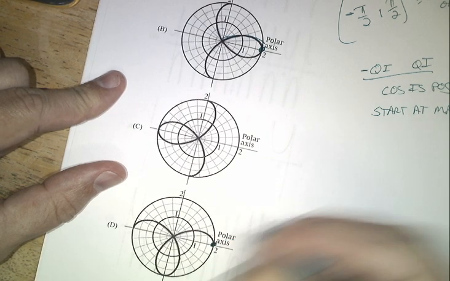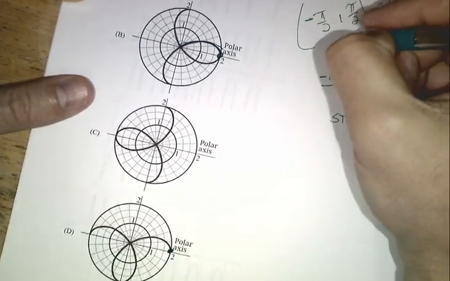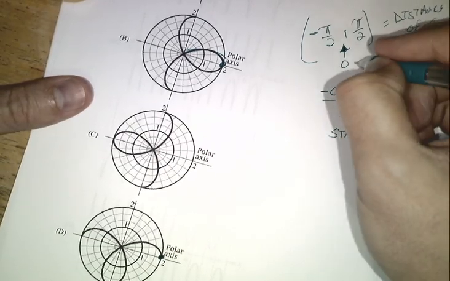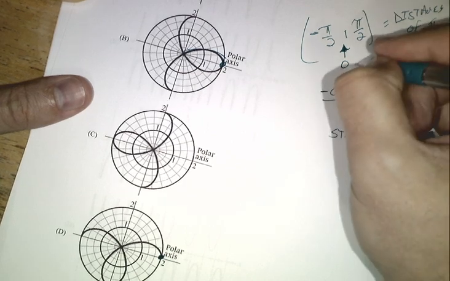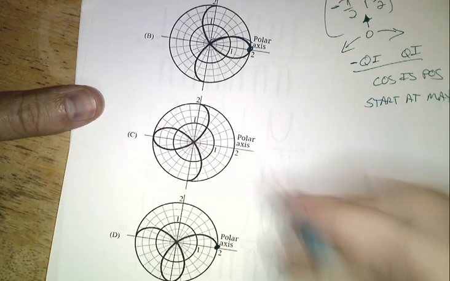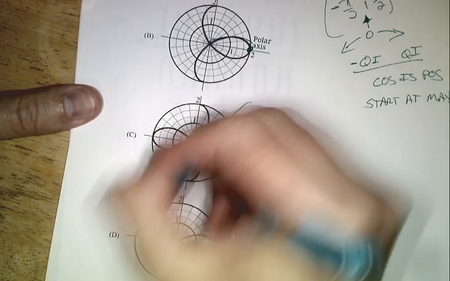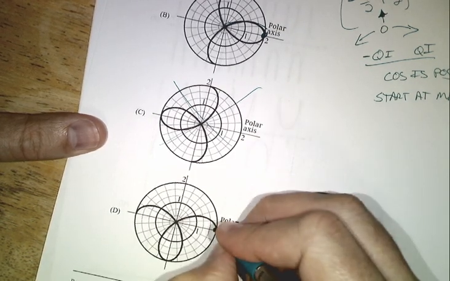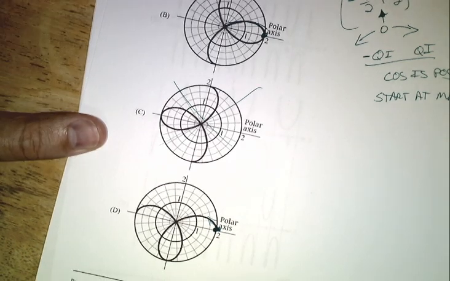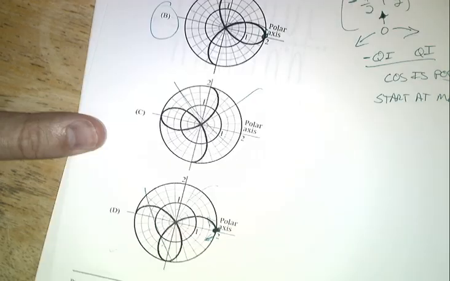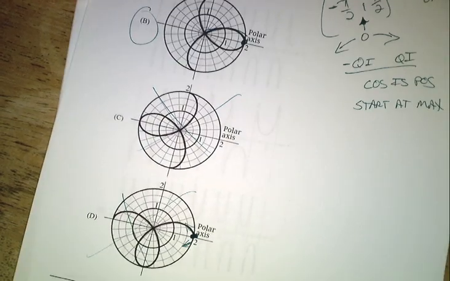Sorry, let me restart. 0 is in the middle of these 2, which means from the starting point, from here, I should have lines going away in both directions. Here, it doesn't even cross it, so it can't be C. Here has that point of 0, but I only have lines going away in one direction, not the other direction. So it can't be D either, so it has to be B.